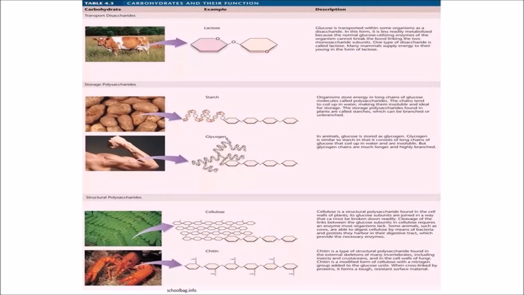So carbohydrates have various functions. They act as fuel molecules. Some carbohydrates also act as storage molecules, and some as structural molecules.